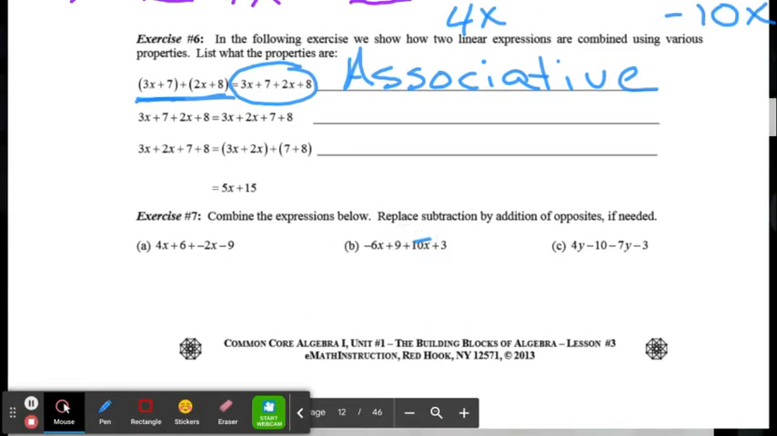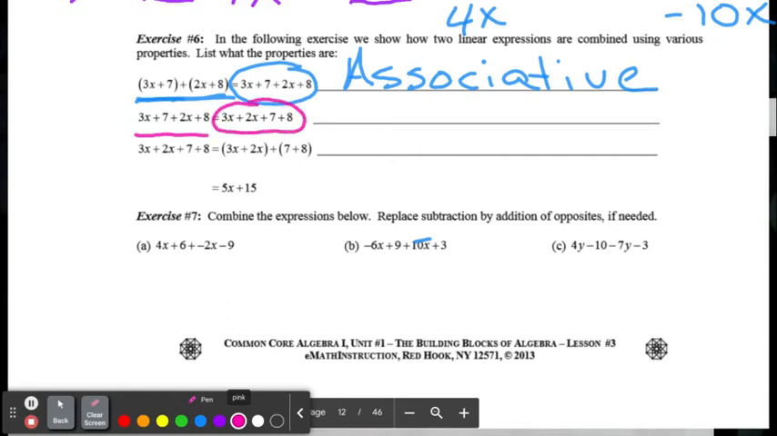I gotta zoom out. So, colors. Next one. 3x plus 7 plus 2x plus 8. And then over here, 3x plus 2x plus 7 plus 8. They switched the order. So that is the commutative.